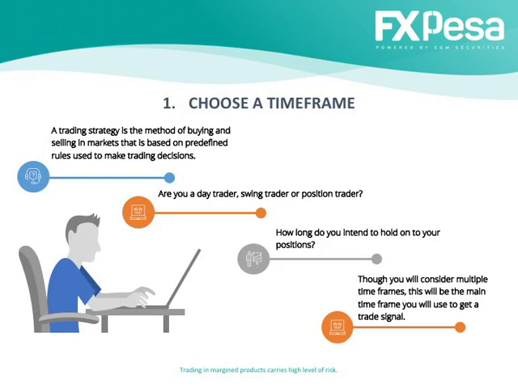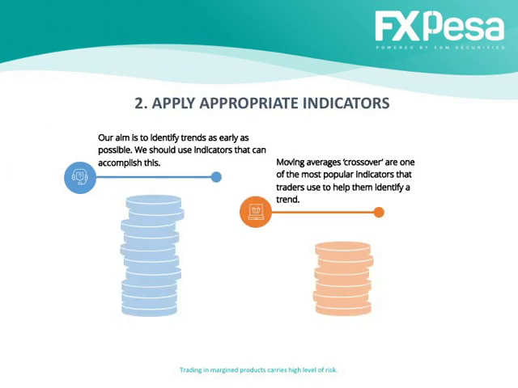1. Choose a time frame. There are several questions you should ask yourself when you're choosing a time frame. Are you a day trader, a swing trader, or a position trader? How long do you intend to hold on your position? Though you will consider multiple time frames, this will be the main time frame you will use to get a trade signal.